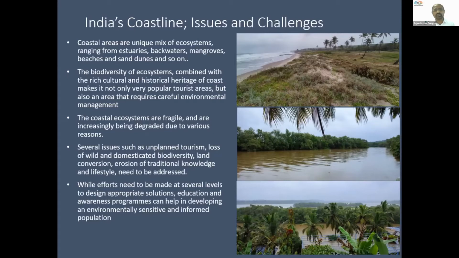Several issues, as Sanskriti has already spoken about: unfortunately, across the globe we have seen unplanned tourism leading to loss of both wild and domesticated biodiversity. We also have erosion of traditional knowledge and lifestyle. And these are some of the issues that, when we implement any program, I think it is very important for all of us to address, these very fundamental questions that occur in the minds of a planner and also the environmental conservators.